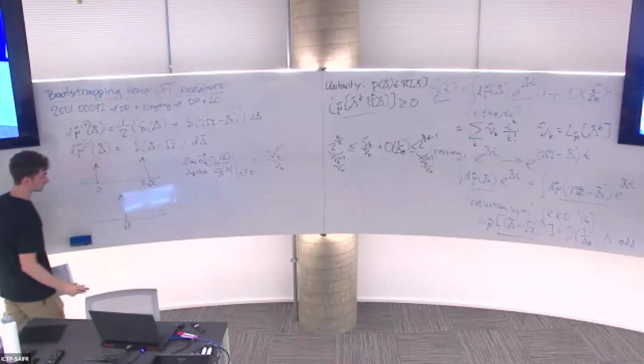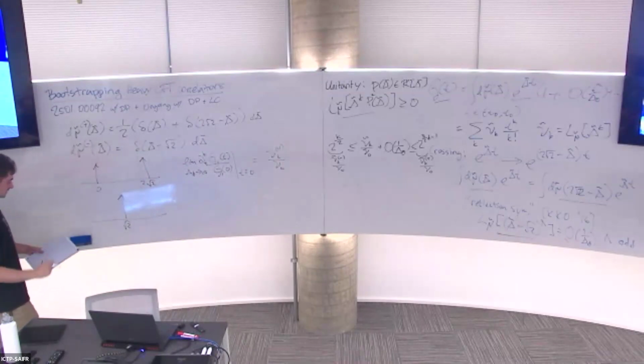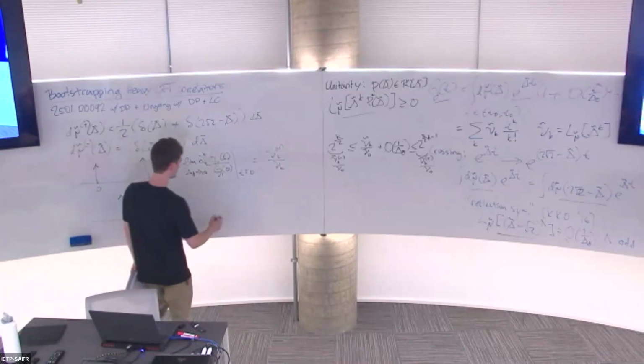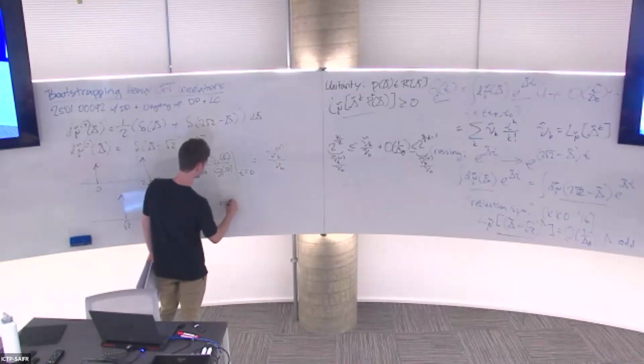But then what about this one? It's a little bit trickier to notice. So here we look at the GN correlator.